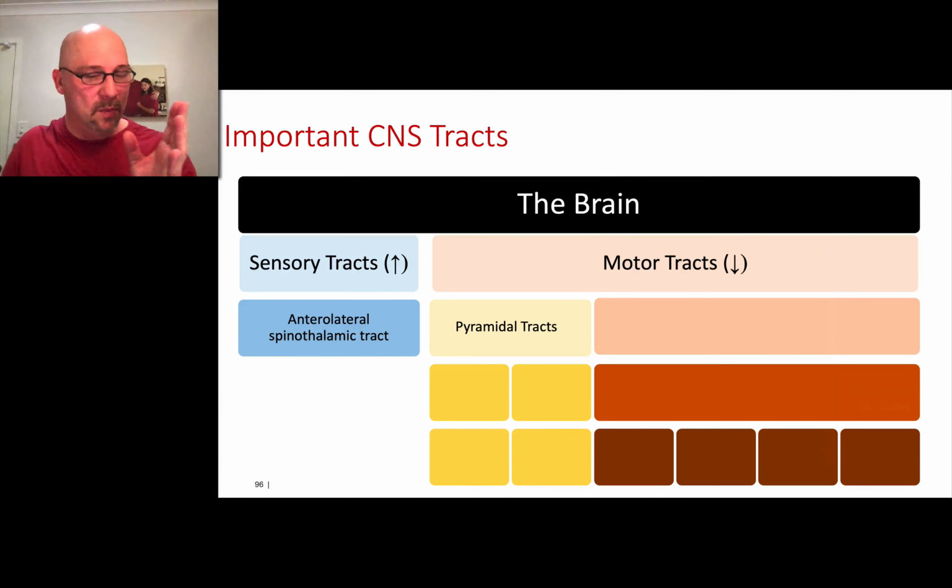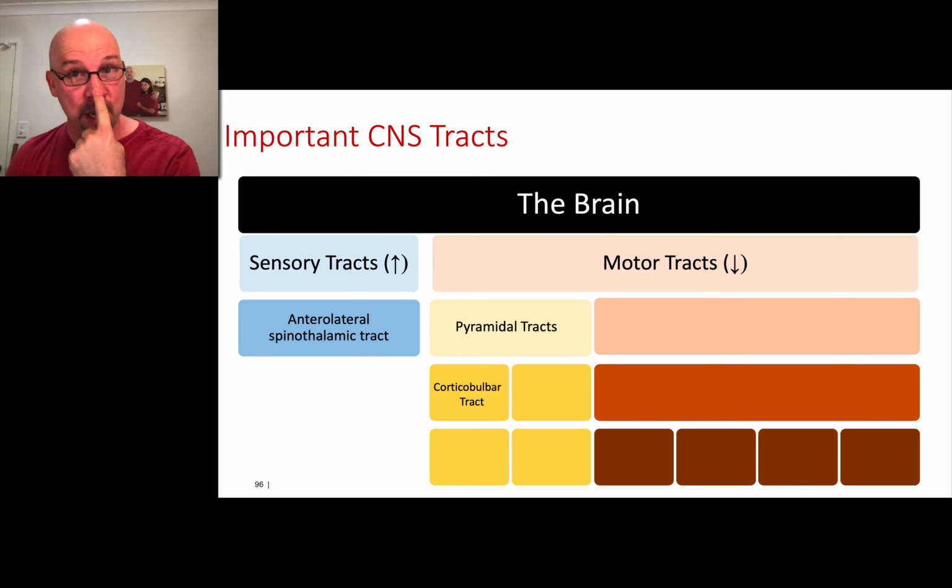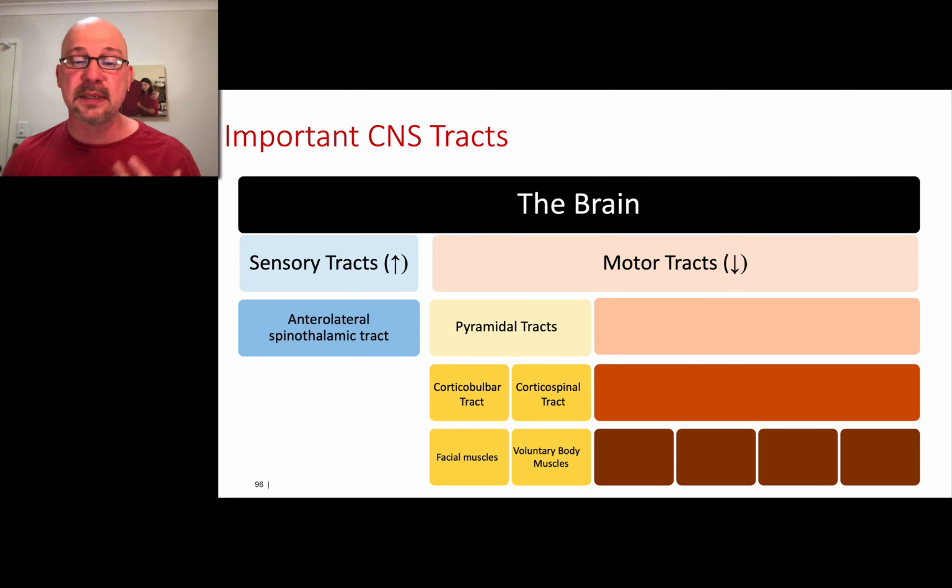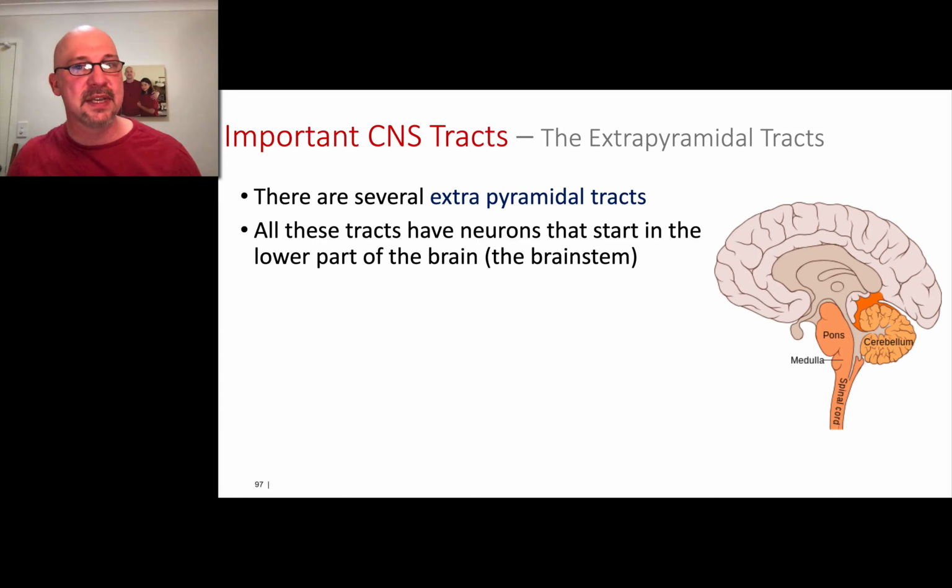So let's fill them in. Our map's almost done here. We got the pyramidal tracts, we got cortical bulbar, and we've got cortical spinal. The cortical bulbar goes to the face, cortical spinal goes to the rest of the voluntary muscles in the body. Good. So obviously what's left now is the extrapyramidal tracts. So let's take a look at those.